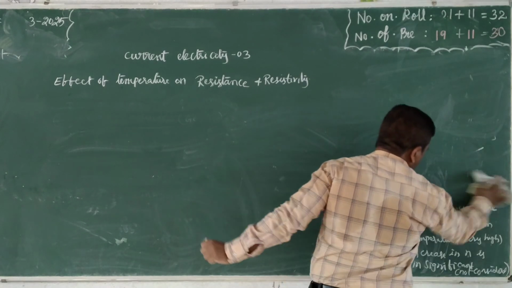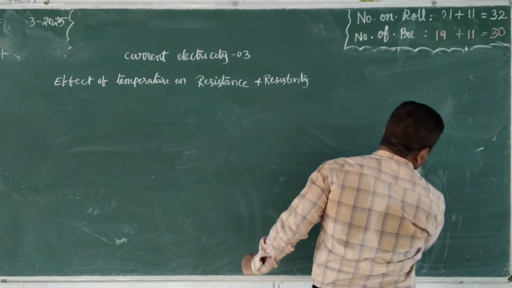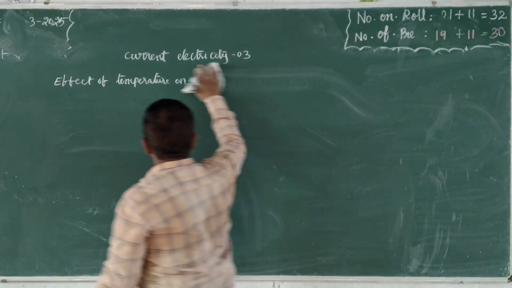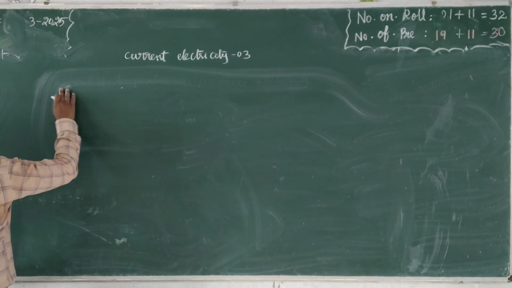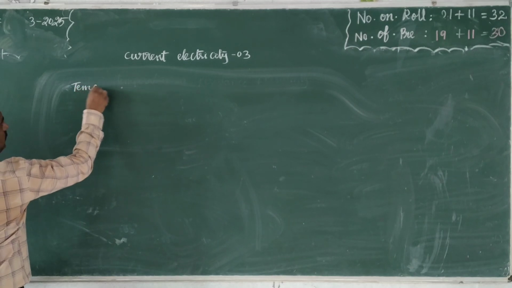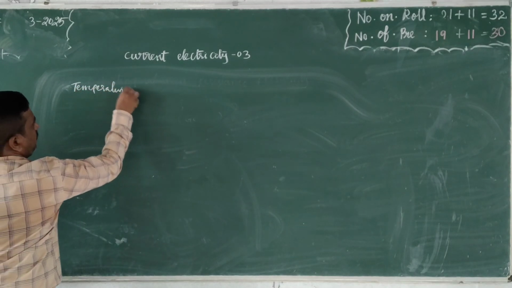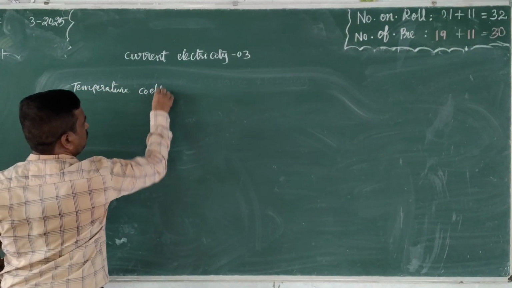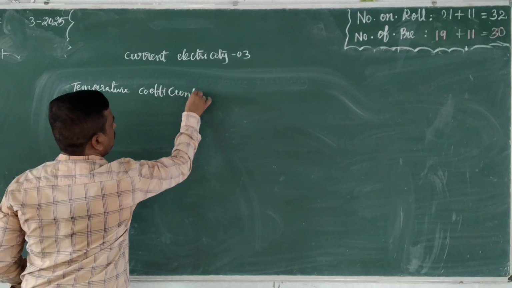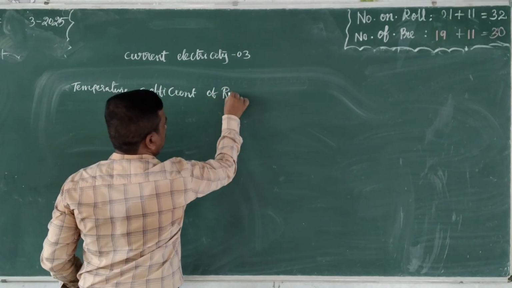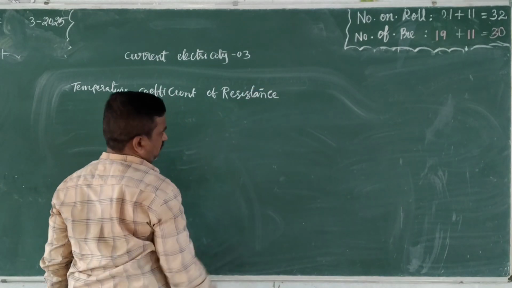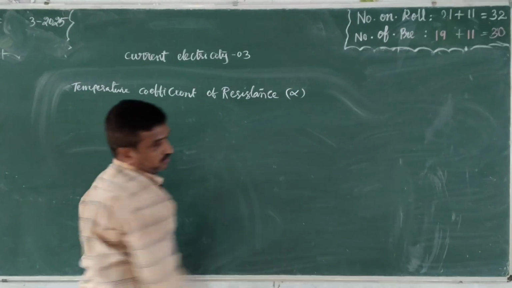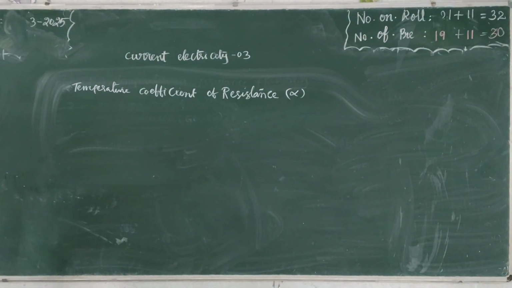The next one is the temperature coefficient of resistance. It is represented by alpha. Otherwise, we call it the coefficient of thermal resistance.